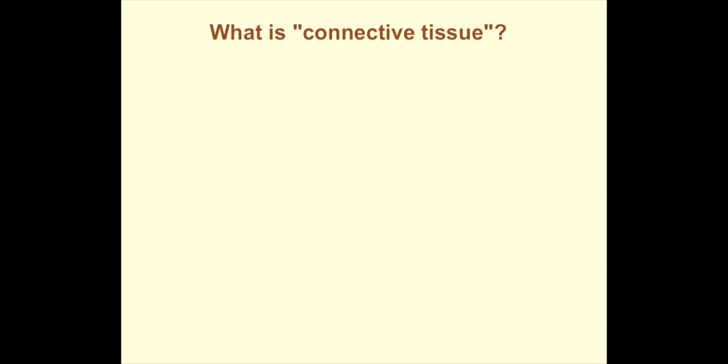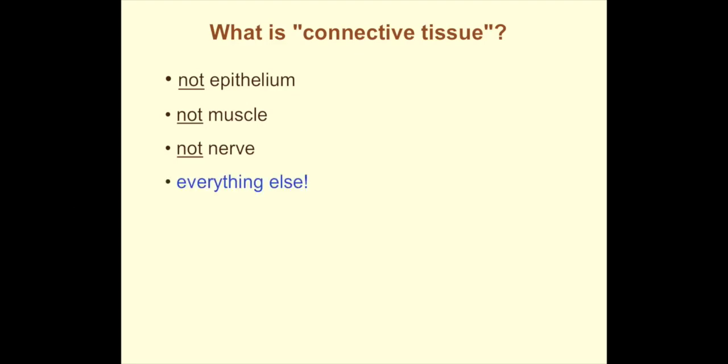So what is connective tissue? Well, this seems like a really dumb question, but connective tissue is not epithelium, it's not muscle, and it's not nerve. If it's not those 3 basic building block tissues, then it must be everything else in between. It seems a bit of a dumb thing to say, but in fact, without connective tissue, epithelium, muscle and nervous tissue wouldn't function because they all rely on connective tissue.